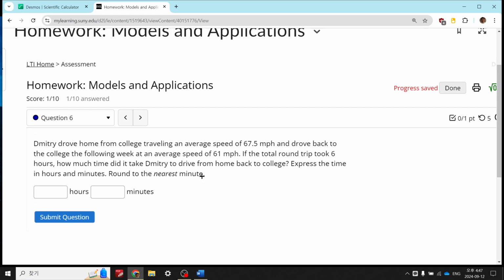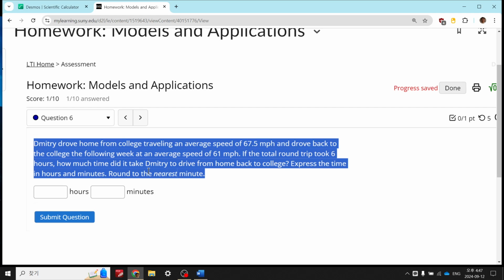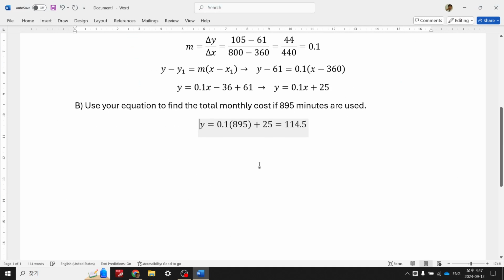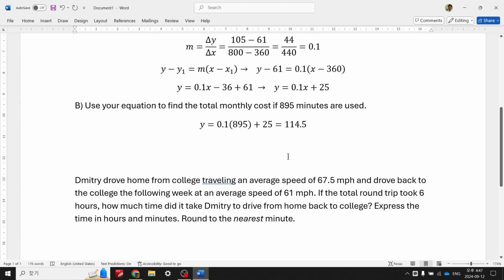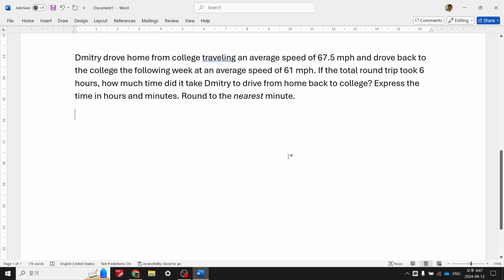Okay. Oh, this is a nice question. This is a time, speed, distance problem. So let's try this one. Okay, Dimitri drove home from college traveling an average speed of 67.5 miles per hour and drove back to college the following week at an average speed of 61 miles per hour. If the total round trip took 6 hours, how much time did it take Dimitri to drive from home back to college? Express the time in hours and minutes. Round to the nearest minute.